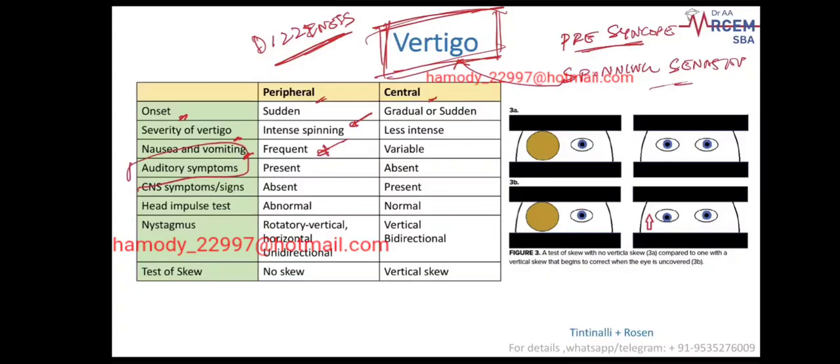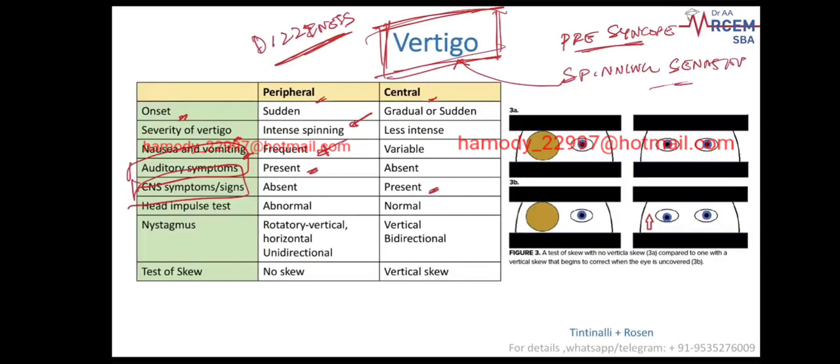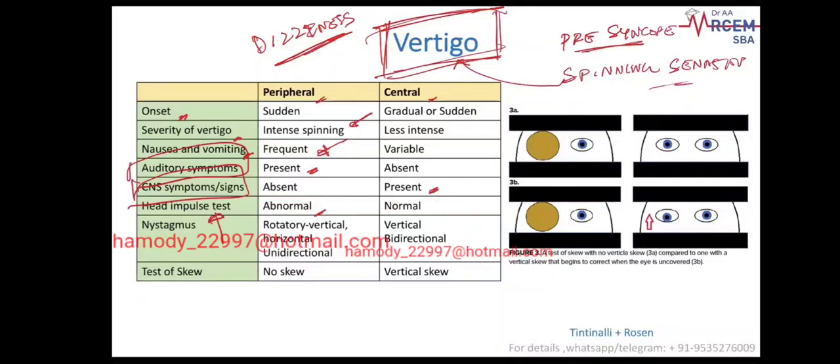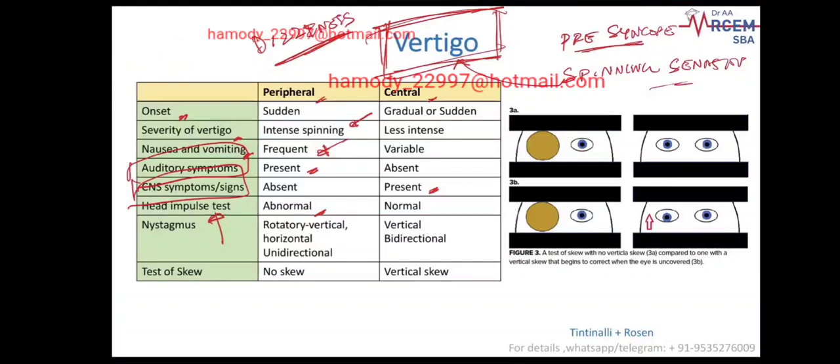Auditory symptoms, if present, are highly suggestive of peripheral. If CNS symptoms are present, it is highly suggestive of a central cause. Head impulse test: if it is abnormal, that is when a positive cascade is present, it is more suggestive of peripheral, vestibular neuritis to be more precise. In central, the head impulse test will be normal.